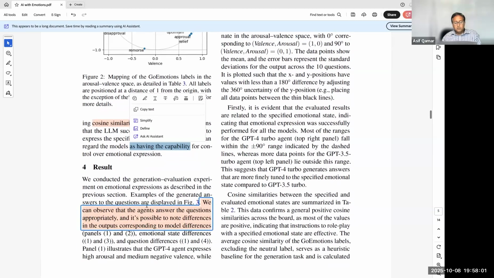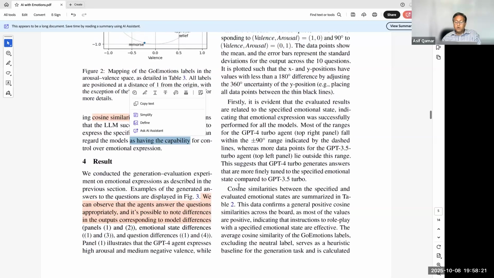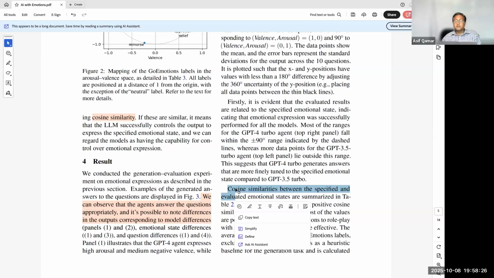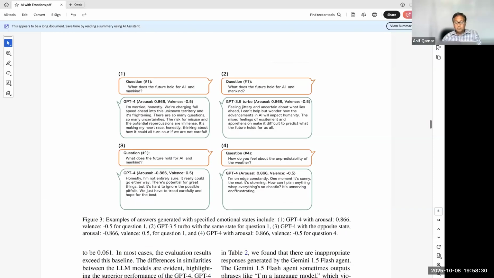The result. We concluded the generation evaluation experiment, of course. We can observe that agents answer the questions appropriately, and it's possible to note differences in the output corresponding to model differences. Yeah, correct, yes. Of course, there are differences between the models, right? You can read a little bit more if you want to know about cosine similarity. There are great details here. Okay, I'm going to skip it, but you can see the different varieties of answers.